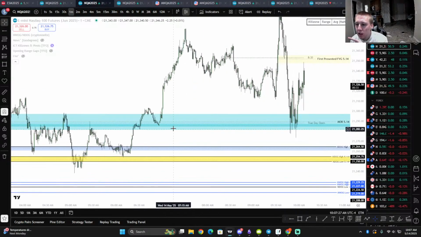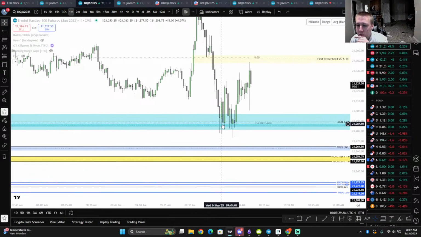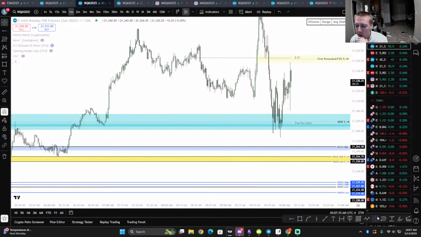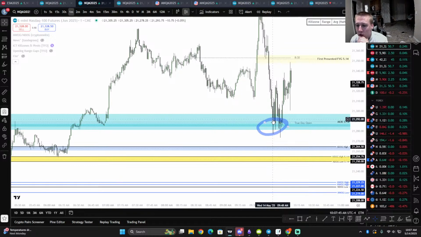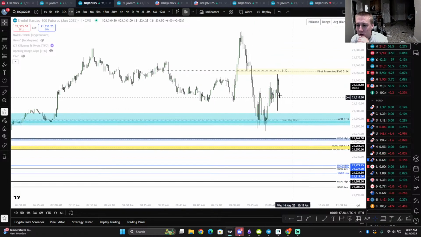This is something that whenever I see us respecting midnight opening range, and especially putting a lot of bodies at that, I don't want to short this at all. I mean, we can go below this, but we're clearly respecting it. Now we're trading higher. I would not look for a short. That's just my opinion. Now we're trading back up in the first presented fair value gap.